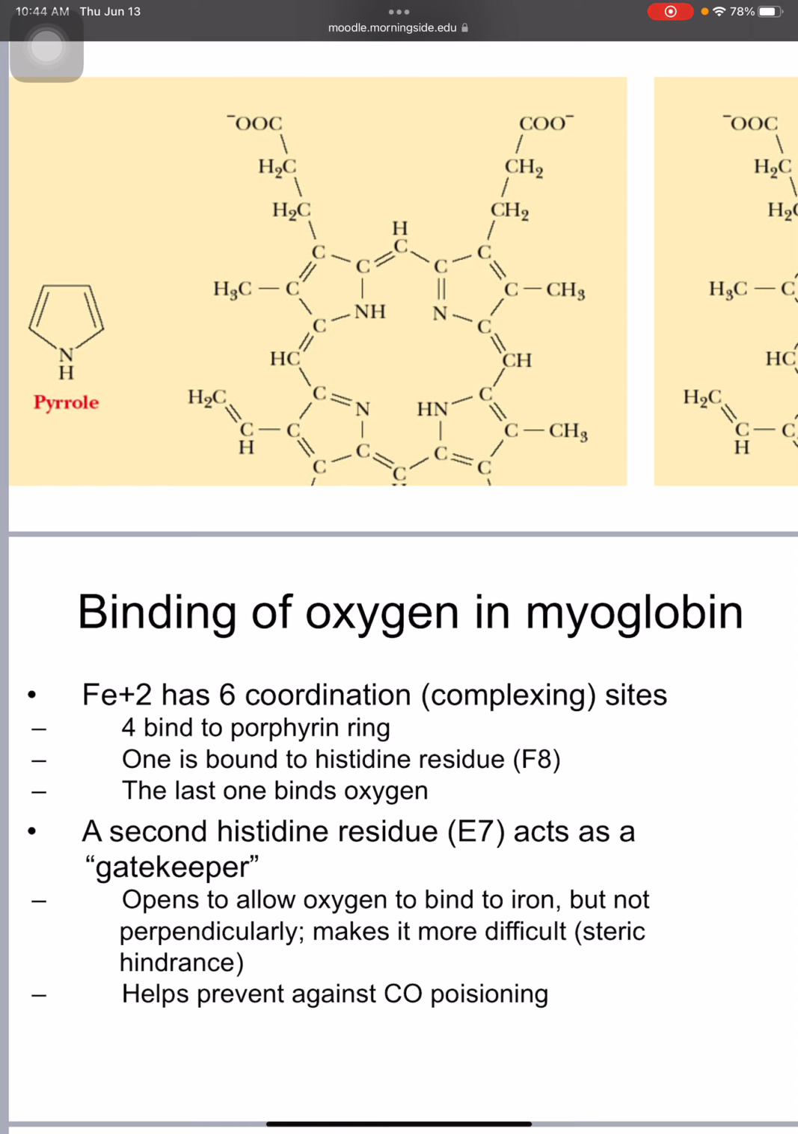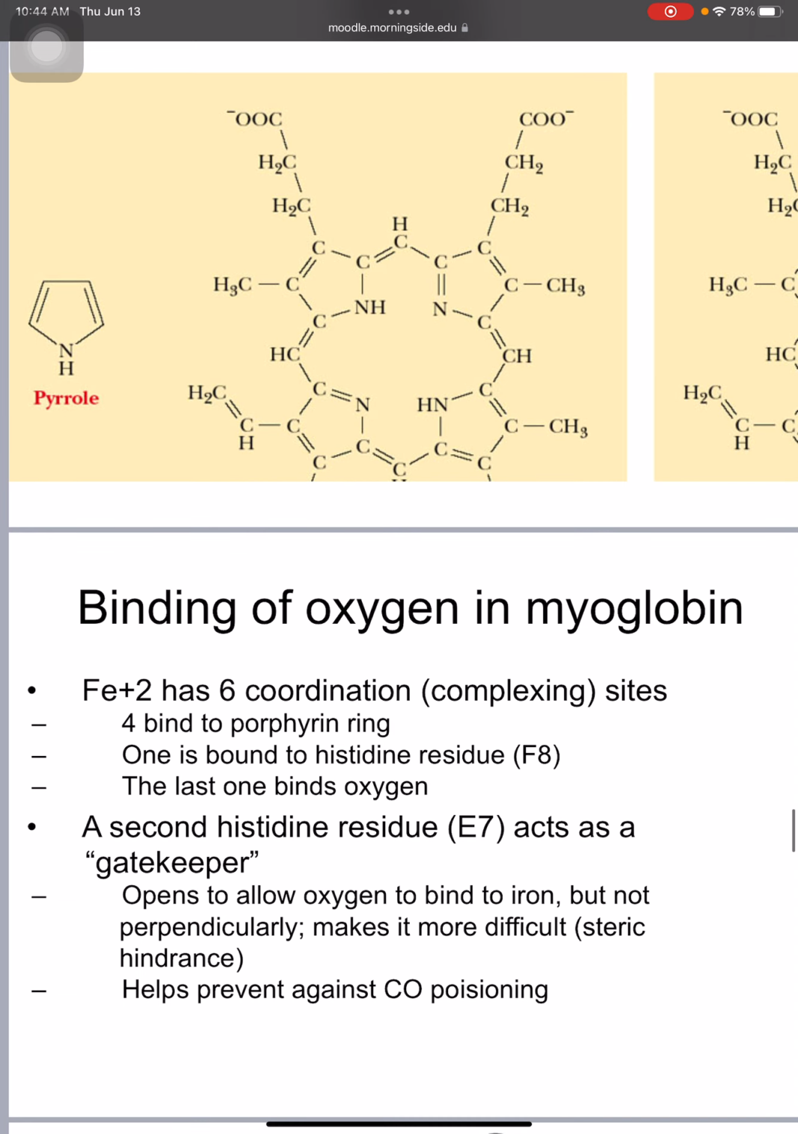All right? So the histidine helps to also anchor it in addition to the porphyrin ring. All right, and then the last coordination site actually binds oxygen. So we're reserving that last site for it to be able to host an incoming molecule of oxygen.